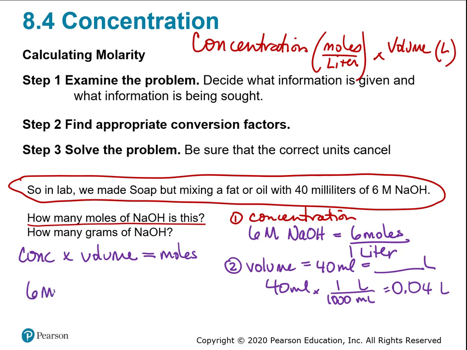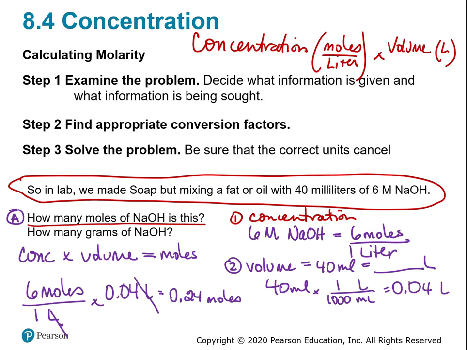So 6 moles per 1 liter times 0.04 liters is equal to 0.24. Do you see that liters and liters cancel? So you're always going to figure out what the concentration unit means and multiply it times the volume. So this is like A, that's always concentration times volume.